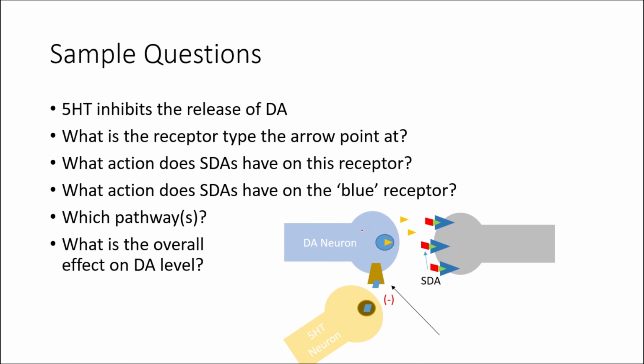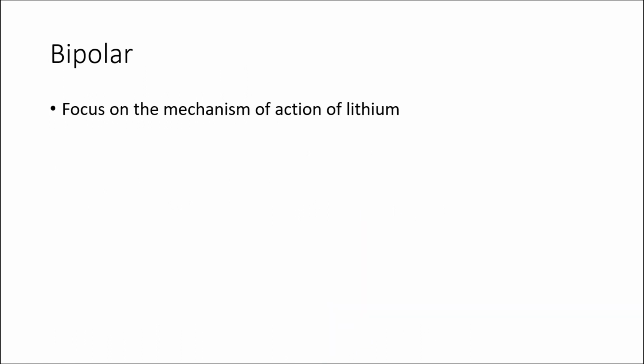So you need to get clear on what these receptors are. And here as well, the blue receptor, is it D1 or D2? What pathway are we talking about? Nigrostriatal and mesocortical, right? Those are some of the important things you need to get clear in your head. And what are the overall effects on dopamine level? Do you want more or less if you have the drug?